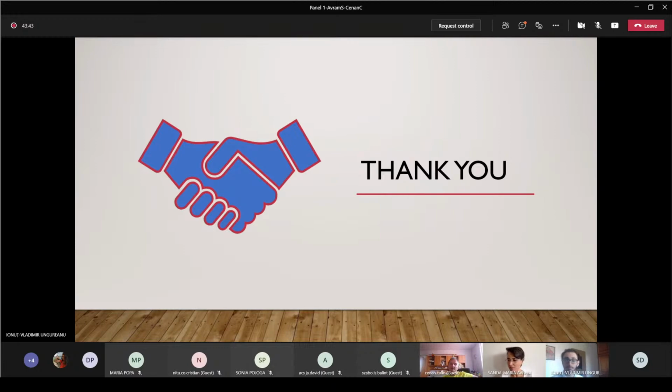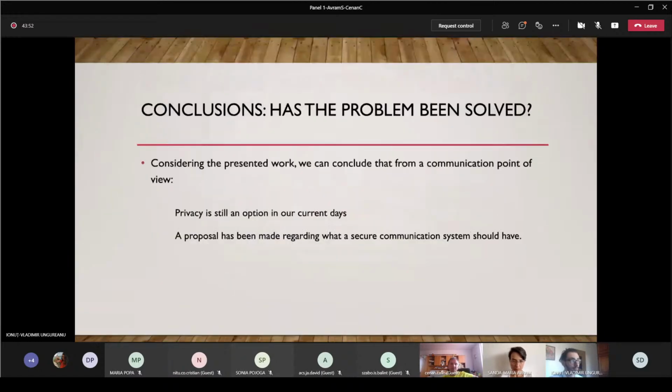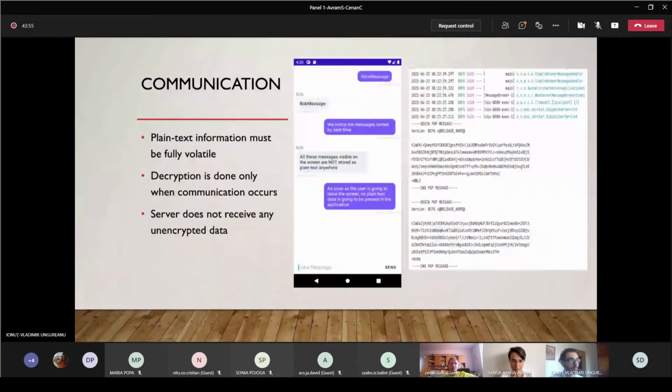If there are any other questions? I have a question. You have a slide with the actual data sent on the left side and on the right side. It seems that in your client you send a message to Bob. If everything is encrypted in the server, how can you be sure that it's exactly the Bob you are expecting at the other end of the message?